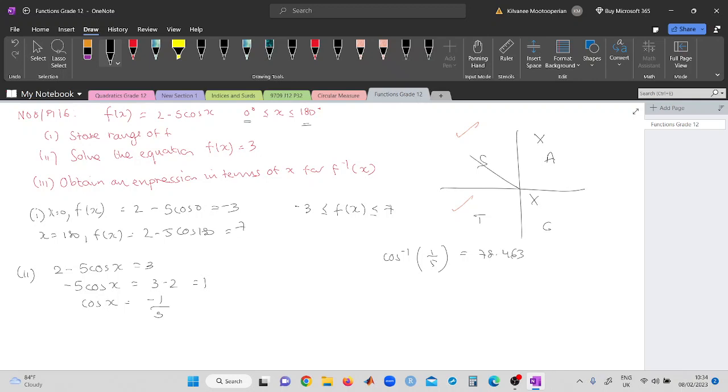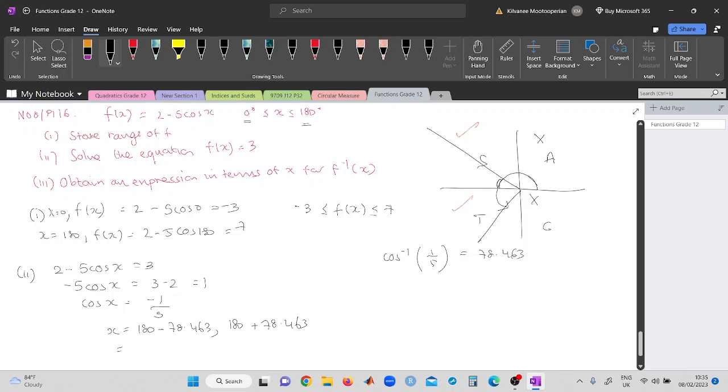But we are in the quadrant with sine and tan. So here, how do we get that? It's 180 minus the acute angle. So x will be equal to 180 minus 78.463. And then here, in the other quadrant, it will be 180 plus the acute angle. It gives me 101.5 something.